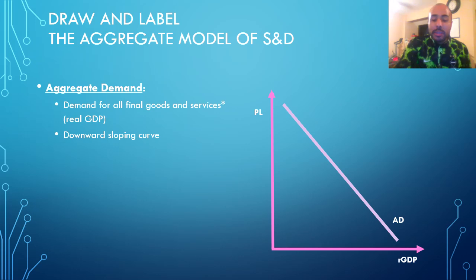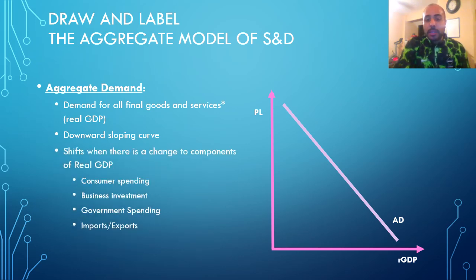Our aggregate demand is always going to have a downward sloping demand curve. Okay, that's because consumers are sensitive to the price level. So at higher price levels, we demand less output than we do at low price levels.